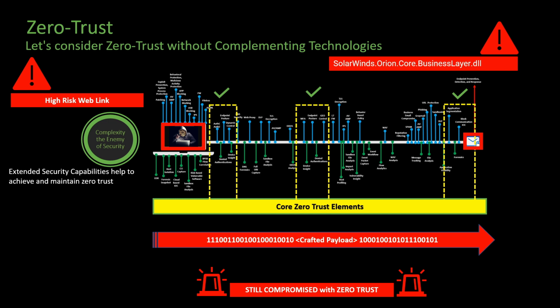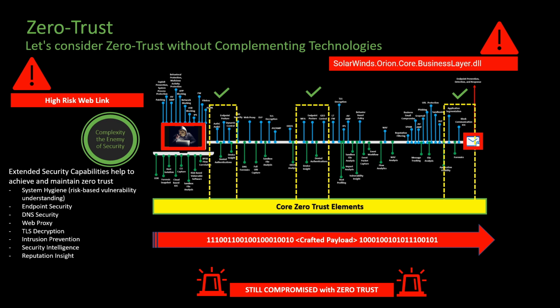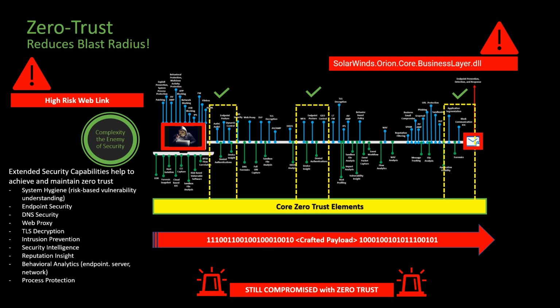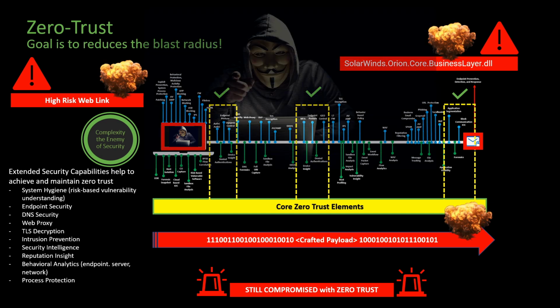So we need to extend the security capabilities to help achieve and maintain zero trust. So this includes system hygiene, endpoint security, DNS security, web proxy, TLS decryption, intrusion prevention, security intelligence, reputation insight, behavioral analytics, process protection, and more, right? The point being here is that zero trust is much broader than a couple of products. So the goal with zero trust is ultimately to reduce the overall blast radius. So if I did get compromised or I did compromise that service with a crafted payload, I'm hoping that zero trust will minimize the ability for the adversary to move laterally within the environment or compromise additional assets in that environment. So let's look at this from a Cisco lens perspective.